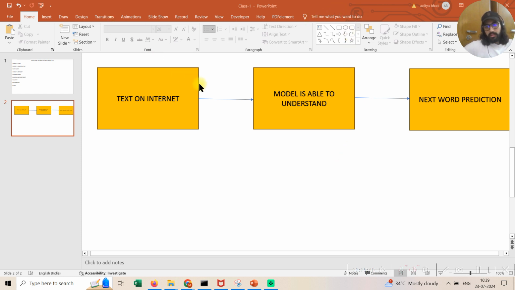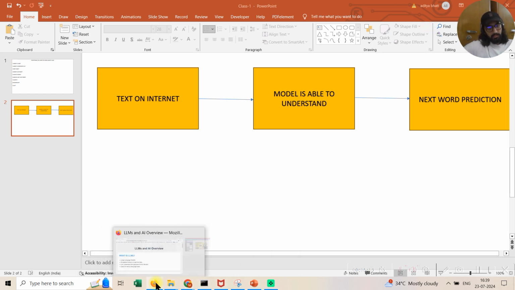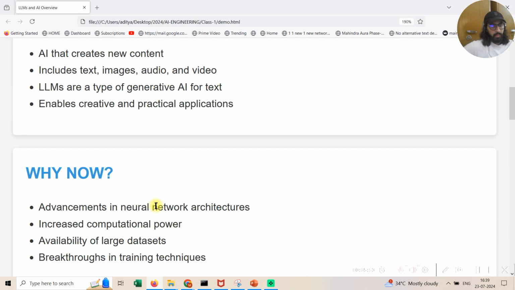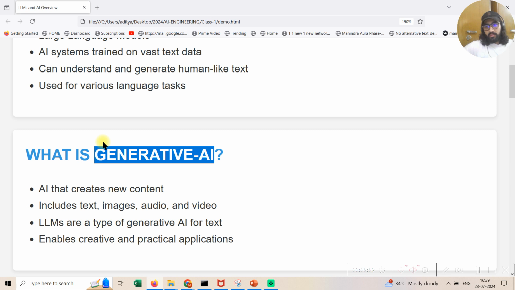So right now it's crystal clear that there was some text on the internet, we are training a model which is going to understand it, and what it is essentially going to do is generate next word prediction. So let's just go to what I had. Now the thing is, what is generative AI? There are a lot of definitions, and I really don't want to spend 20-30 minutes making you explain generative AI. It's simple.